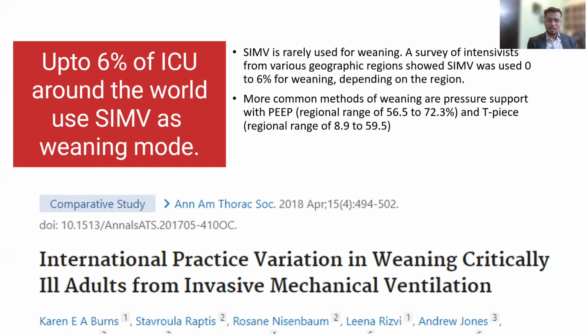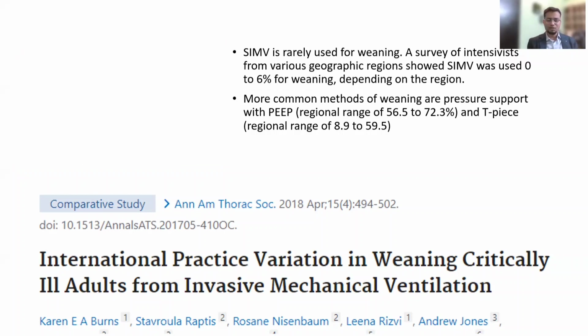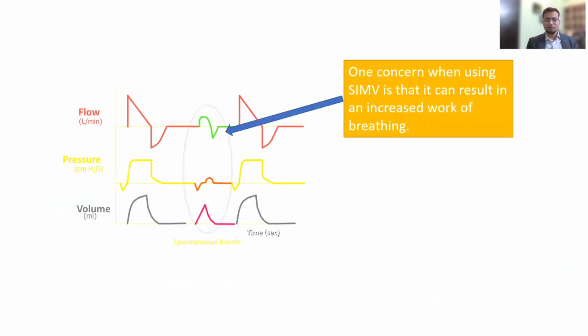Studies have shown that SIMV is the least efficient technique of weaning when compared to pressure support ventilation or the T-piece trial. So why is it so? What could be the cause? Because SIMV can result in an increased work of breathing due to unsupported spontaneous breaths. A solution to this problem was suggested. And what was the solution?